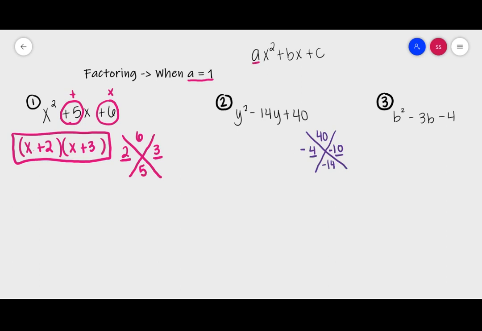Well, negative 4 times negative 10 does multiply to 40 because two negatives make a positive. So these would be our two numbers that we fill in. Open your two parentheses. Our variable is a y. So one of them is y minus 4. The other is y minus 10.